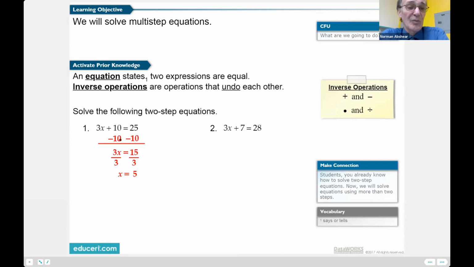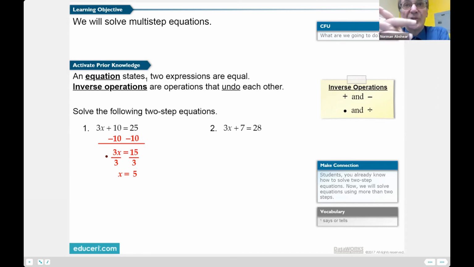So to solve the following two-step equation of 3x plus 10 equals 25, you first subtracted 10 from both sides of the equal sign. And what do we call that? We use a what and what? It's an inverse operation. Very good. Then you carried out another inverse operation.